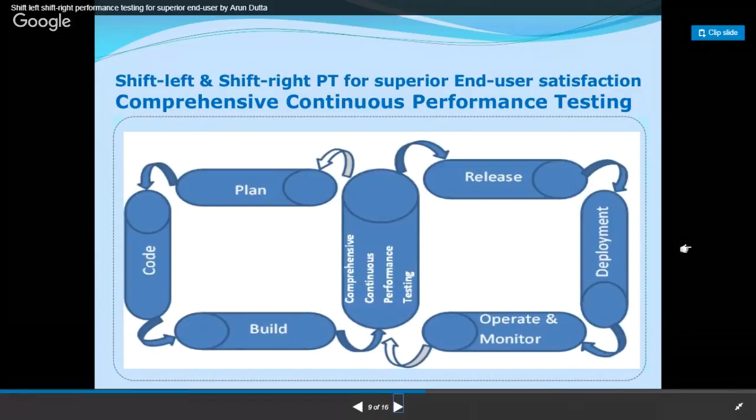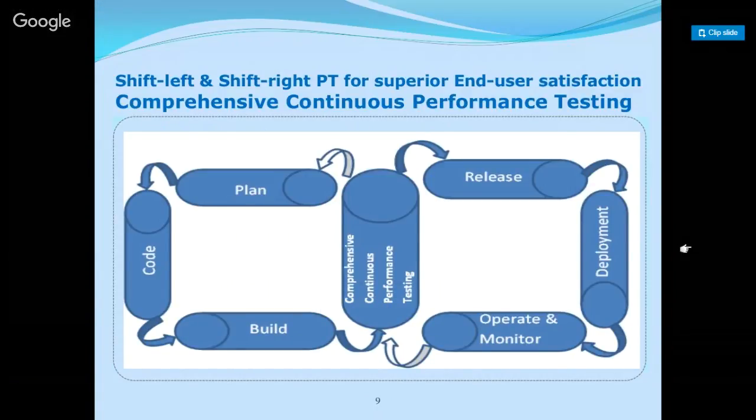If you look at this diagram, this is nothing but comprehensive continuous performance testing. Even if you think of the shift left way, you just have to think about the left side of the diagram where you are doing planning, coding, building, and testing. So you are continuously doing testing and you are starting at the early stages, which is nothing but shift left. Whereas on the right side, you are doing release, deployment, operate, and monitoring. So you are doing testing in a more controlled manner and then continuously monitoring your application. So that makes you a shift right.